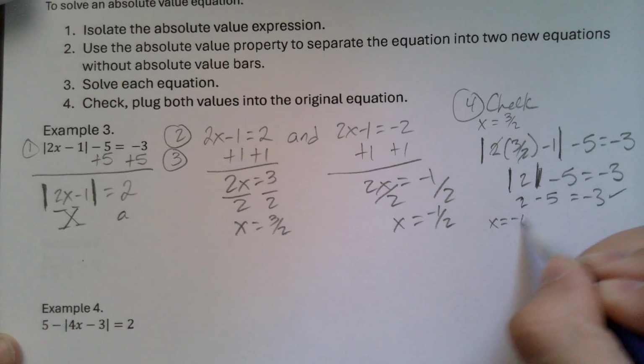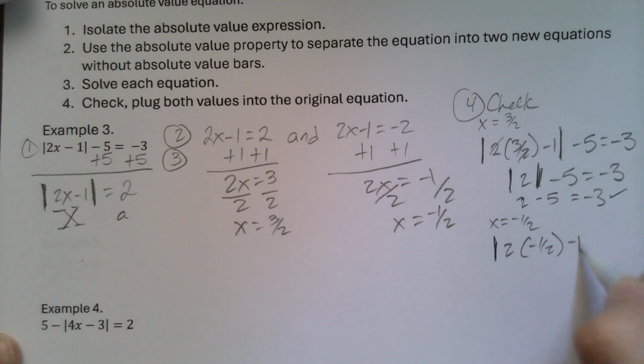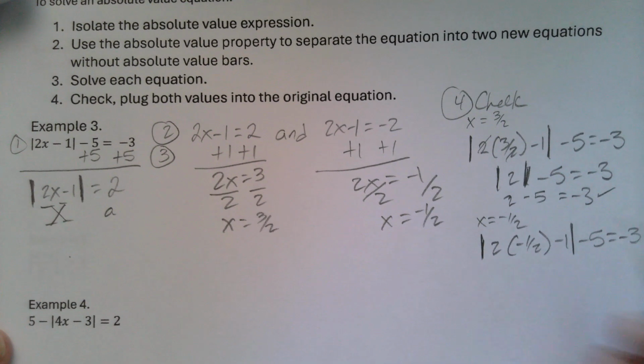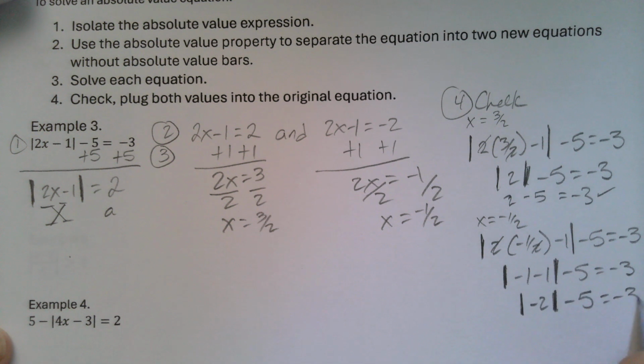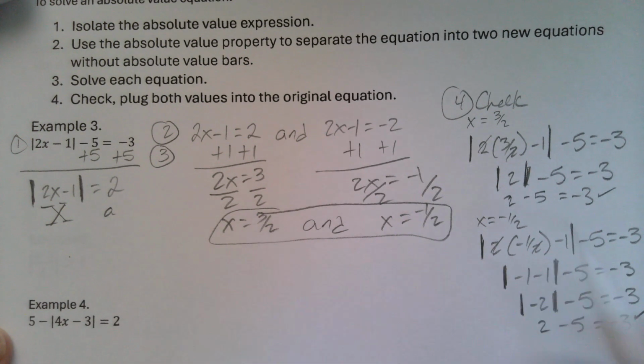Now let's check that x equals -1/2. I get the absolute value of 2 times -1/2 minus 1, minus 5, equals negative 3. 2 times the negative half gives us a negative 1. So we get the absolute value of negative 1 minus 1, minus 5, equals negative 3. That becomes the absolute value of negative 2, minus 5, equals negative 3. The absolute value of negative 2 is 2, and 2 minus 5 does equal negative 3, so it also works. So our two solutions are 3 over 2 and negative one half.